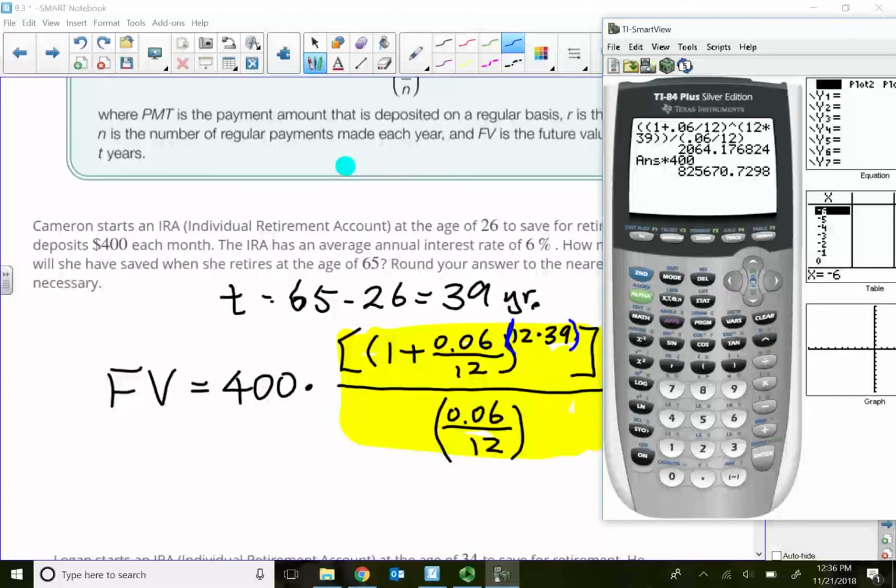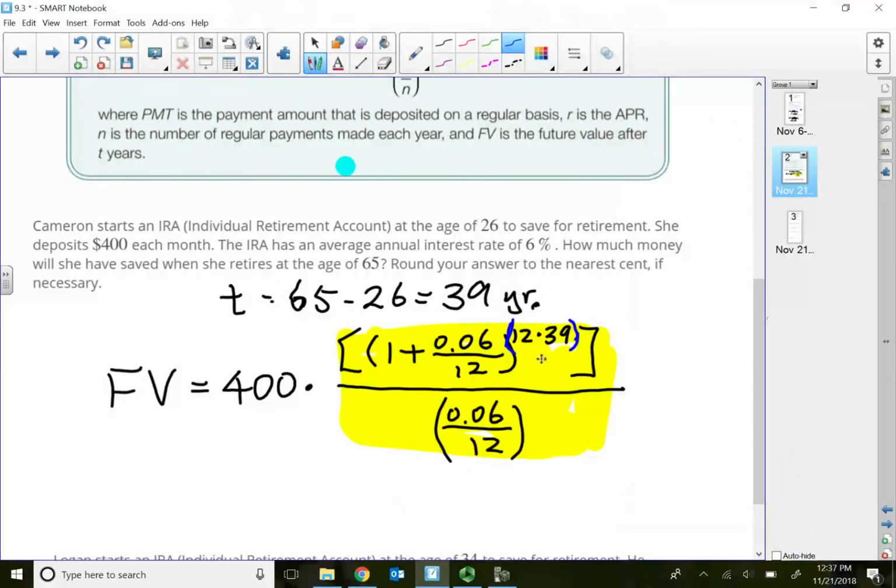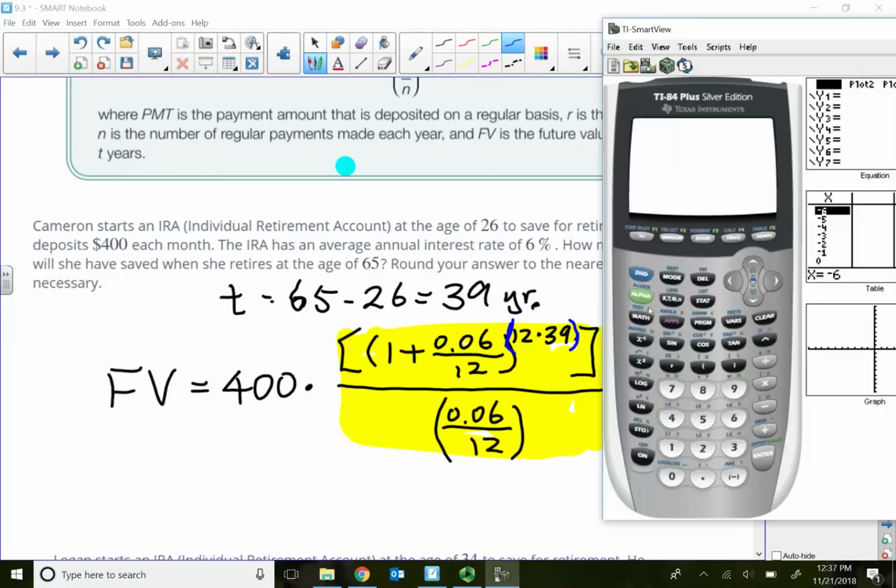Hang on a second, I'm typing something wrong here. Sometimes when we put so many parentheses in here, it throws everything off. My answer is a little bit too much. Let me do this again, okay? And I apologize. I know what the answer is. I just want to make sure I'm typing everything right. 6%, right? Divided by 12. All right. Let's try this again. Hang on a second. Let me look at this one more time.